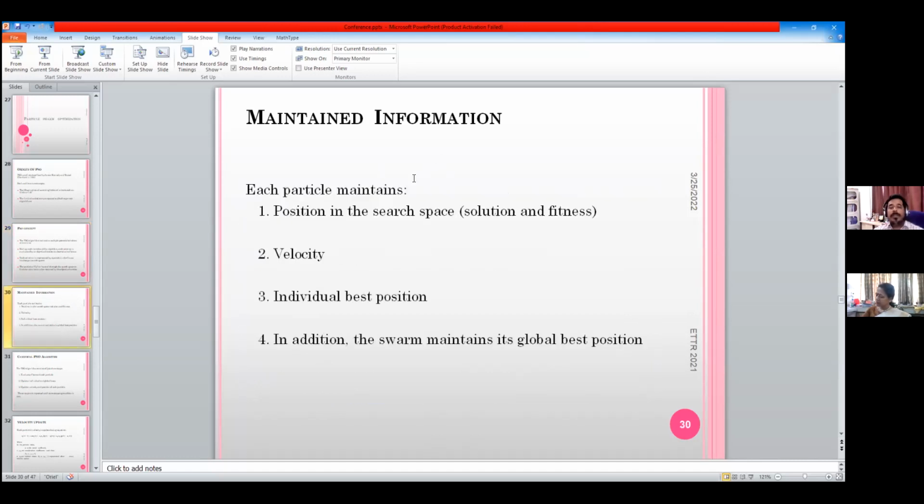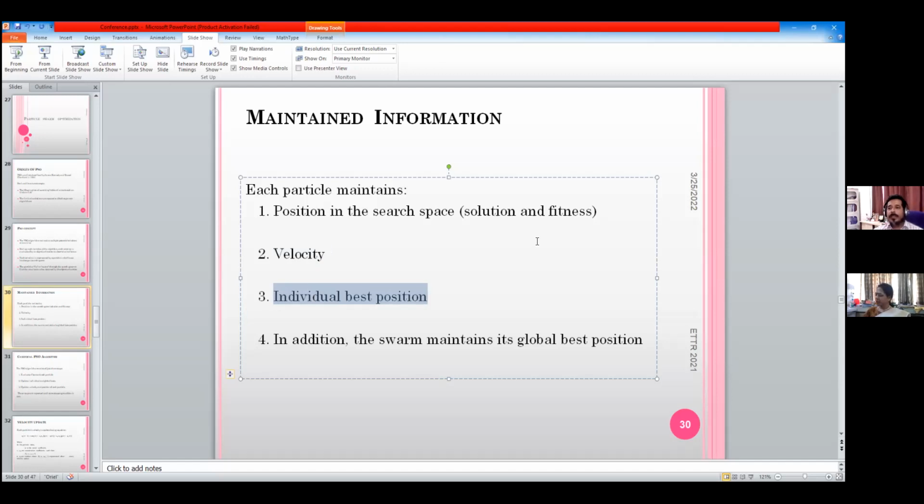Now see how interesting this is. What we need to maintain and find: the position in the search space, then the velocity, and the individual best position. Say if we allow 30 birds, for those 30 birds, for every iteration we have a position.